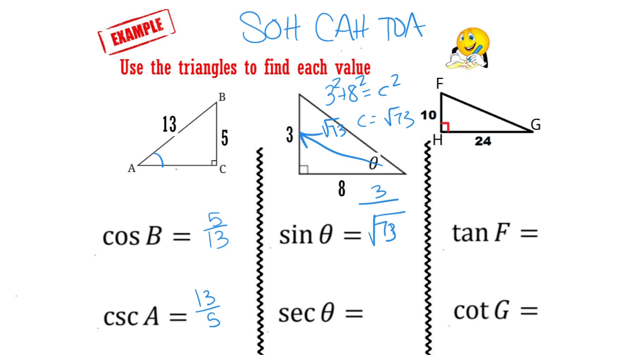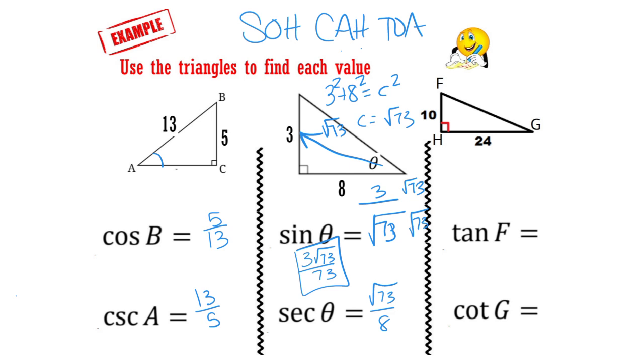Let's try secant. Secant doesn't have a co, so it goes with cosine. Cosine is adjacent over hypotenuse, so I'm looking to do hypotenuse over adjacent. From theta, here's hypotenuse, here's adjacent, so I have square root of 73 over 8. Getting really lucky here. Actually, I wanted to go back to this sine. We do need to rationalize that: square root of 73 times square root of 73. Your final answer on this one should be 3 square root of 73 over 73. You do have to rationalize.